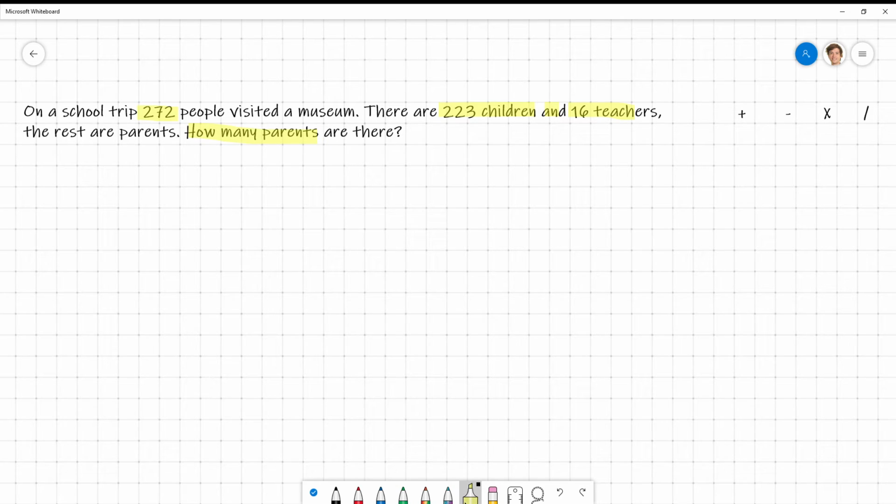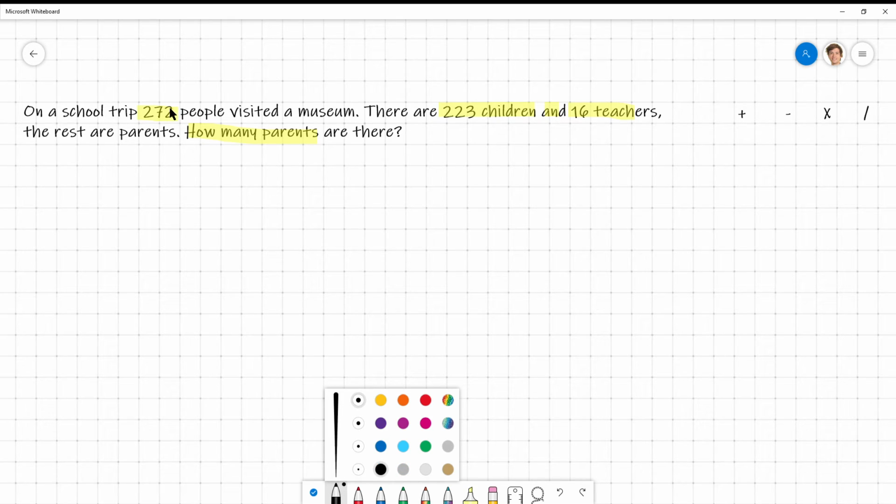So clearly we've got our total here. Oh, that's a little bit big. Let's make that a little bit smaller. So we've got our total there. So I'm just going to put a T. We've got a number here, a number here. So we're looking for the parents.